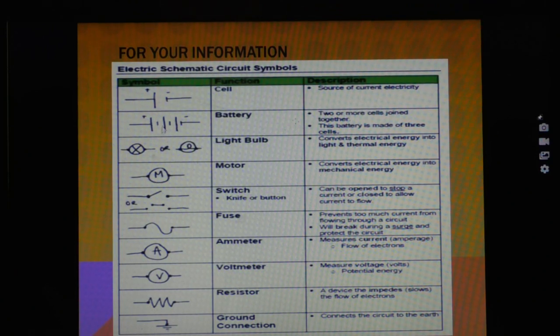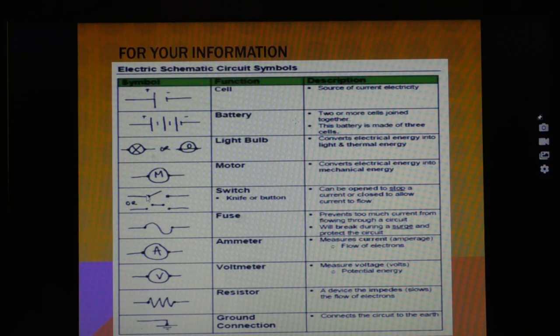Now in the second case, there are three big bars and three small bars, so this stands for a battery. Two or more cells joined together make a battery; this battery is made of 3 cells. In the third symbol, this stands for a light bulb, which converts electrical energy into light and thermal energy. When we deal with this symbol, a circle with a capital M written in it, this stands for an electric motor, which converts electrical energy into mechanical energy.